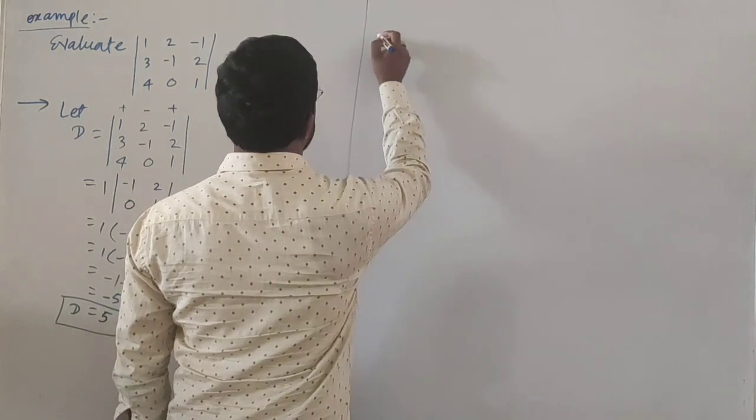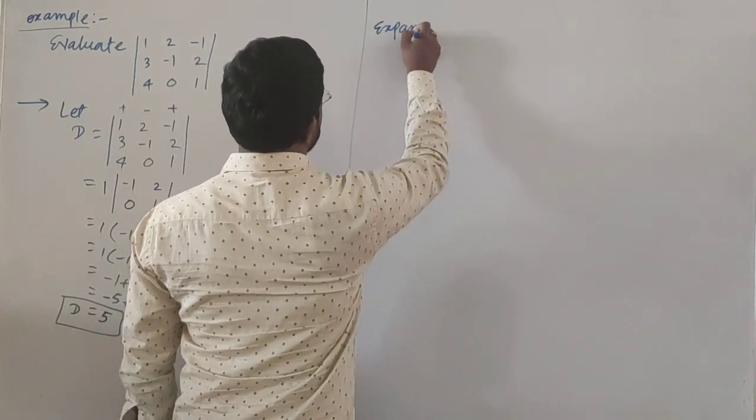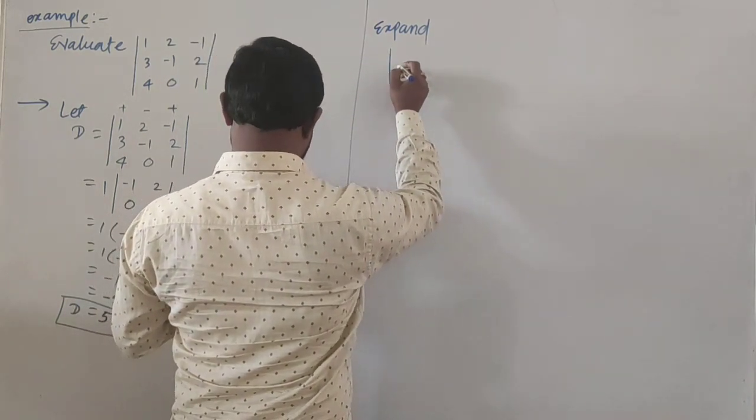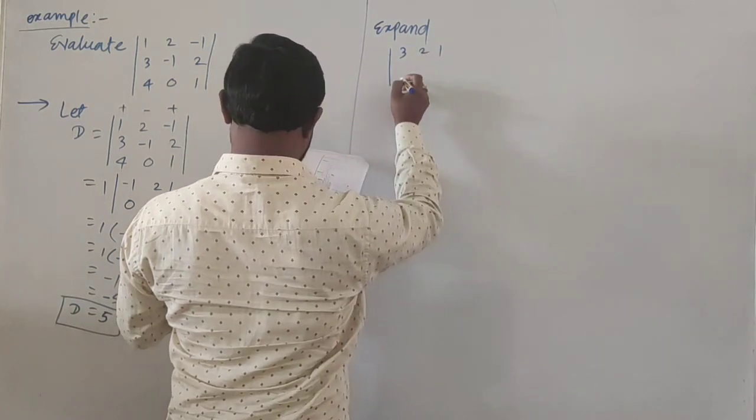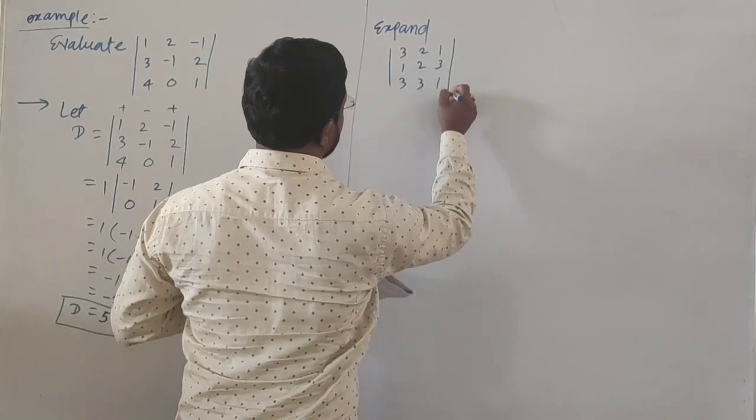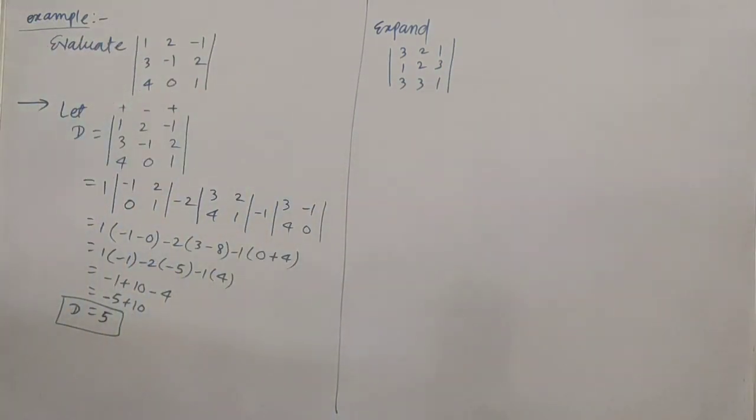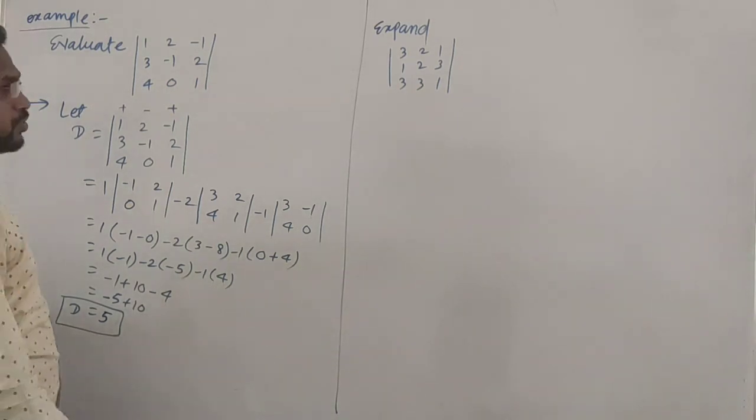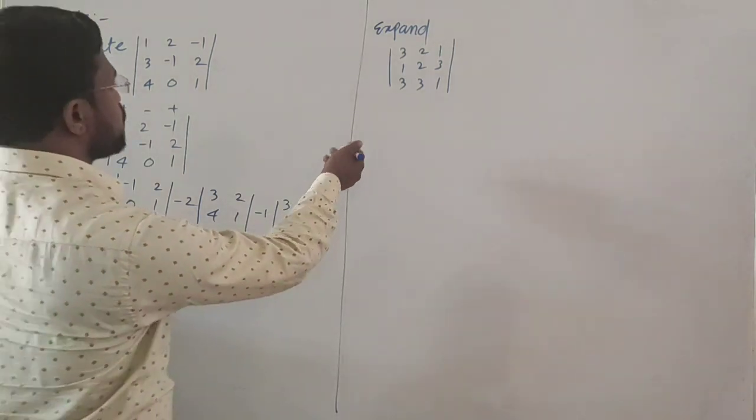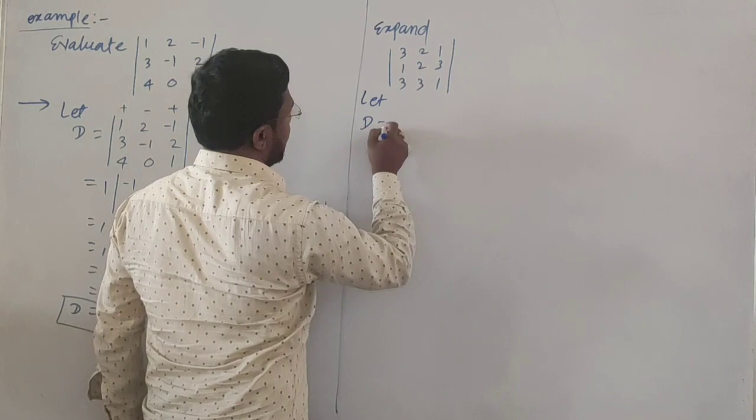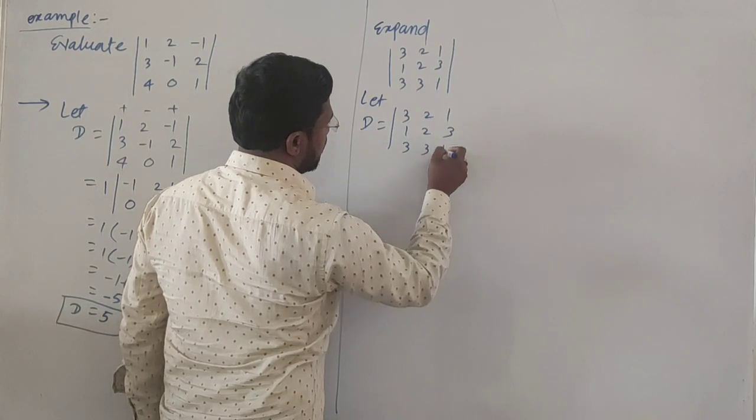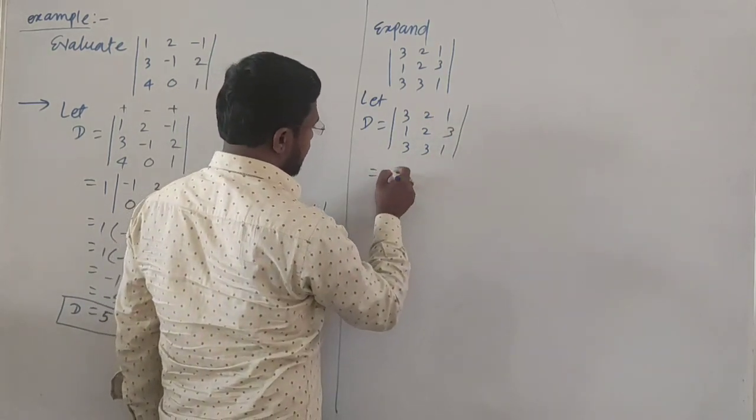Expand the determinant 3 2 1, 1 2 3, 3 3 1. Let D equal to, as it is, 3 2 1, 1 2 3, 3 3 1. Simplify here, 3 as it is.